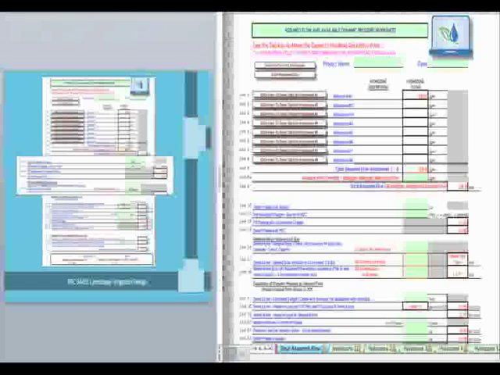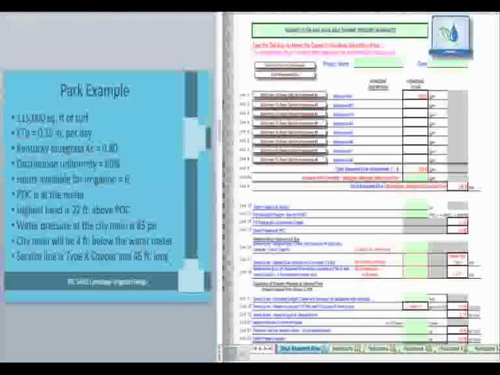We go back to our example, that is 85 psi. So in the worksheet, I'm going to put 85 psi, enter. Net elevation change of the water source to the point of connection.